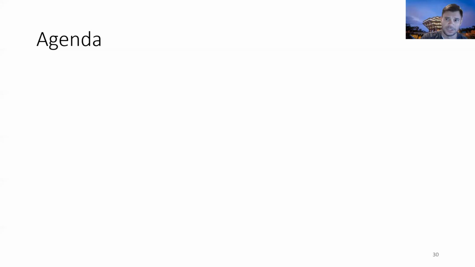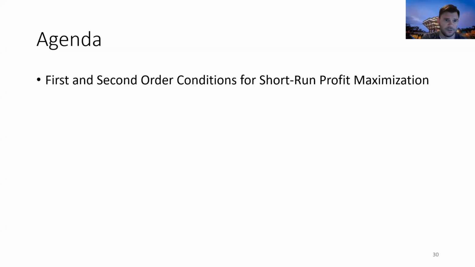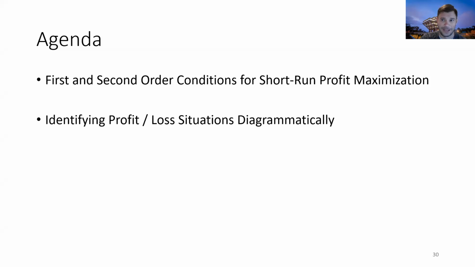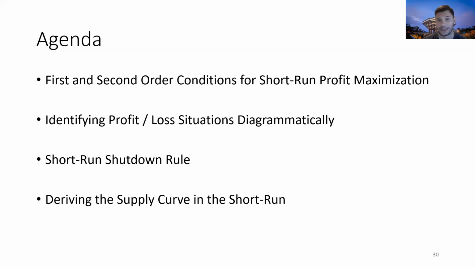So what we're going to do today is continue our discussion of both the first and second order conditions associated with the short run profit maximization problem. We're going to make sure that we can identify profit and loss situations diagrammatically. And in doing so, we're going to review the short run shutdown rule that you should be familiar with from Econ 1, but you may not have seen it for a while. And we're going to wrap things up by deriving the short run supply curve.